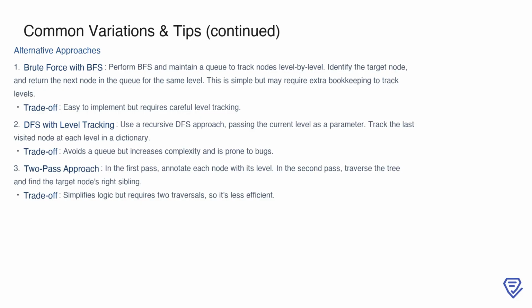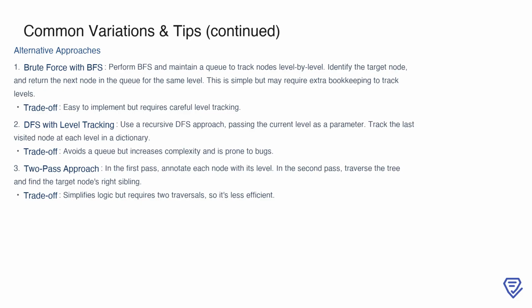Another option is using DFS with level tracking. Here, you pass the current level as a parameter in a recursive function and maintain a dictionary to track the last visited node at each level. This avoids the need for a queue but increases complexity and is more prone to bugs due to the manual state management required in recursion.